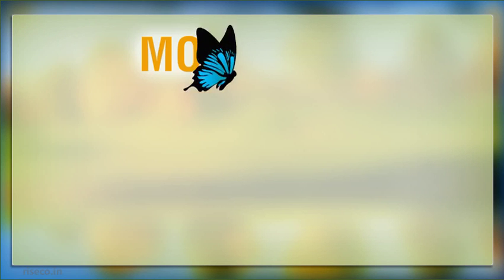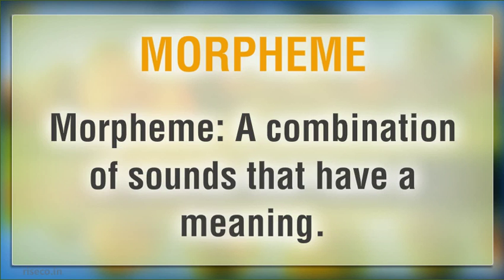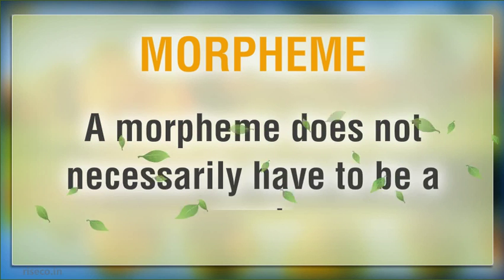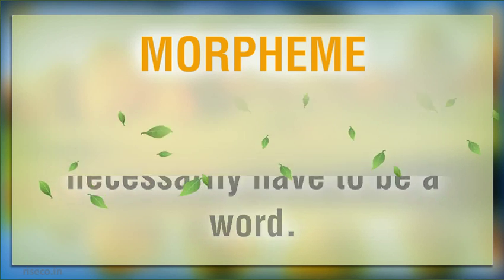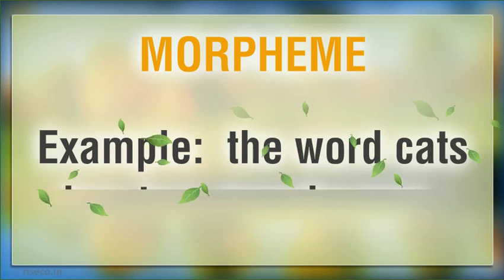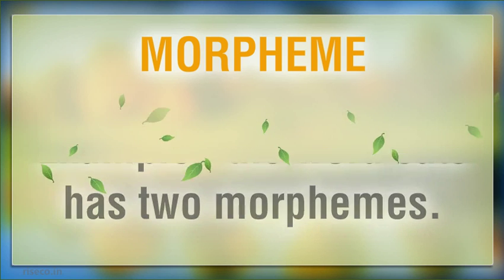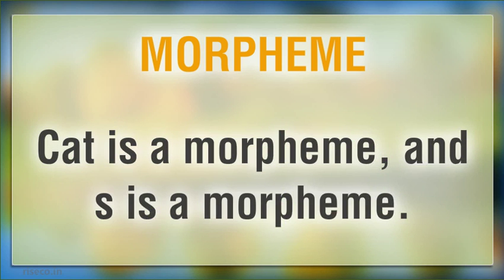Morpheme. Morpheme, a combination of sounds that have a meaning. A morpheme does not necessarily have to be a word. Example, the word cats has two morphemes. Cat is a morpheme, and s is a morpheme.